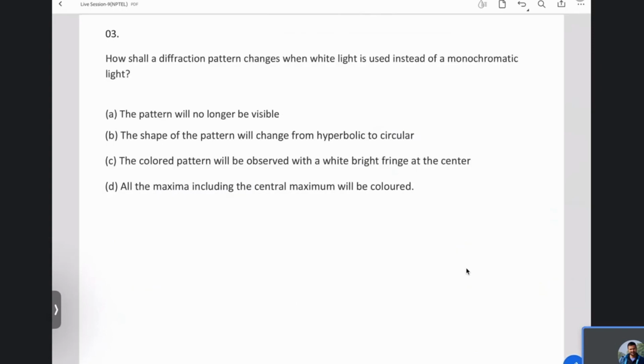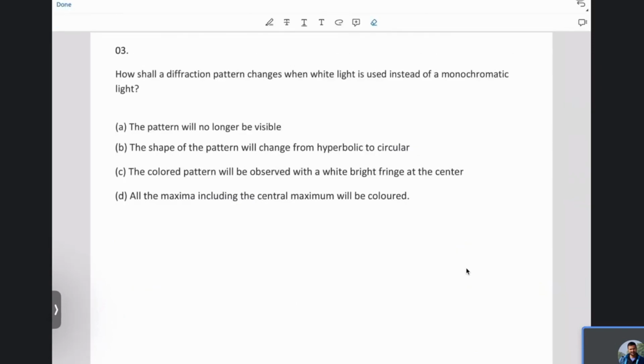Now here is another question. How does the diffraction pattern change when white light is used instead of monochromatic light? So it is just a statement problem. So what do you think will happen?